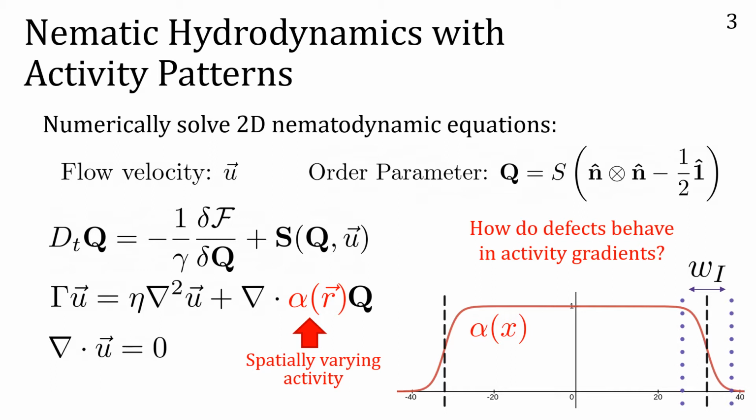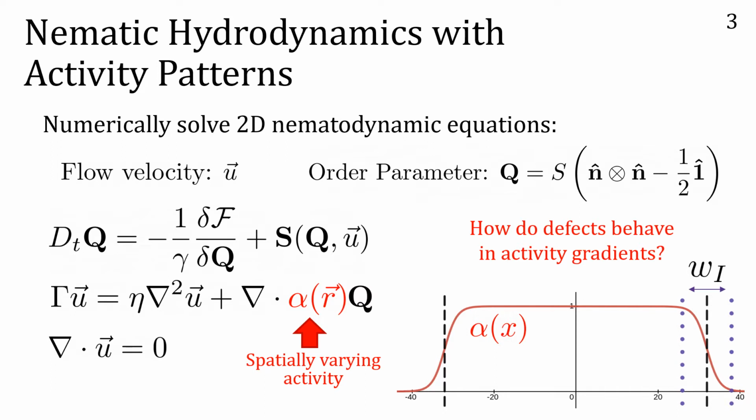We assume flow is generally slow enough to be non-inertial, so the second equation is a Stokes flow equation, including substrate friction, viscosity, and an active stress term. Usually, the activity, alpha, is a constant and left outside of the divergence. But since we're studying systems with spatially varying activity, it becomes a function of position and has to be brought inside the divergence term. The first thing that we were interested in exploring with these simulations was how defects behaved in regions with non-zero gradients in the activity.